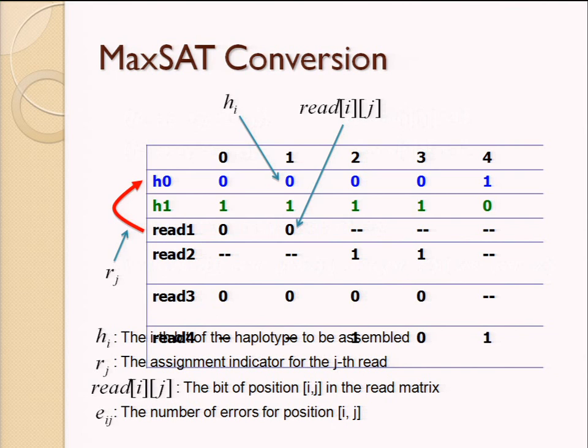So this MAX-SAT encoding basically means: if there is a zero in the read matrix and H is also zero for this haplotype, there are zero errors. The first case covers the complementary haplotype. Also, the same logic applies for read j.